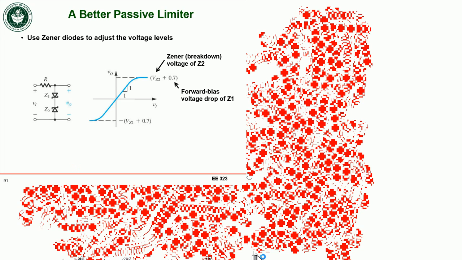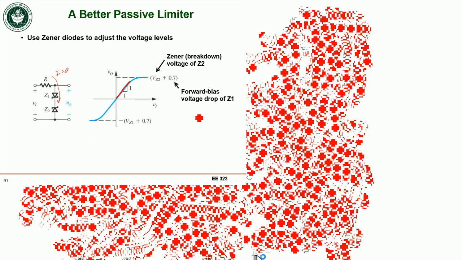So what will happen here is that if my input voltage is within the limits of my limiter, I'm just going to have the voltage at the output track the voltage at the input, because diode Z2, let's look at the positive side first, will be reverse biased, but not in breakdown. Diode Z1 is forward biased, but because diode Z2 is reverse biased, there's still no current that can flow through this path. So that current is equal to zero for this part of the curve.